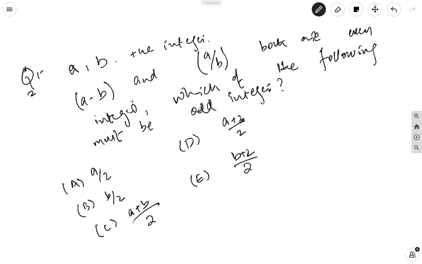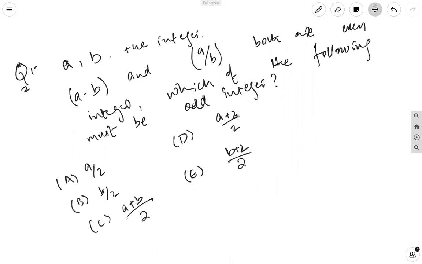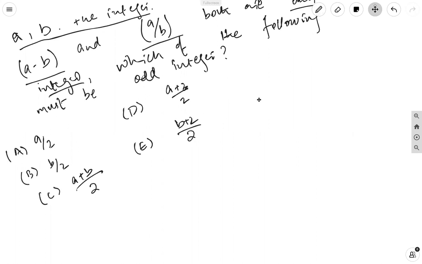First, let's understand what is actually asked in the question, right? The question is saying that A and B both are positive integers, right? And A minus B and A over B both are even integers. Now, first see in what case both could be even. We have A minus B and A over B. When can we get an even result out of 2? That is only possible if both are odd or both are even, right?